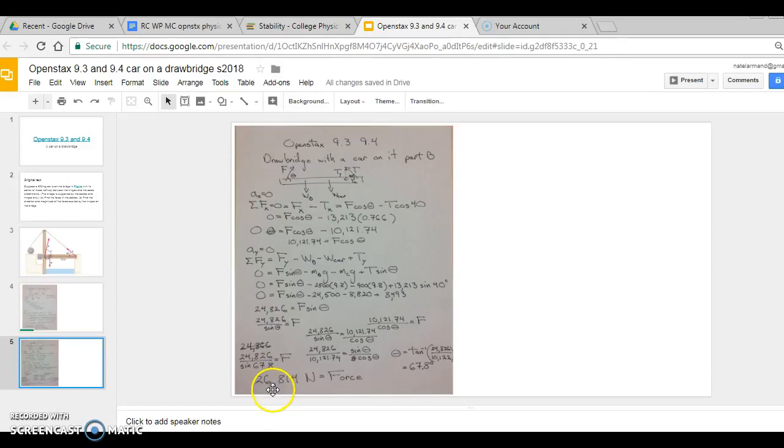The pin joint exerts 26,814 newtons at 68 degrees above the horizontal.